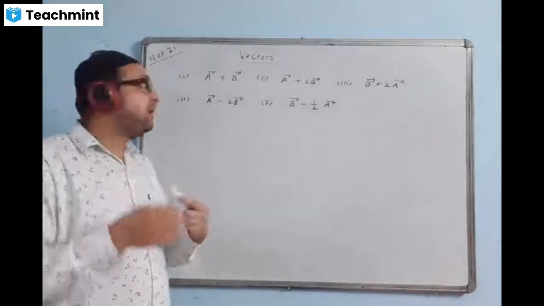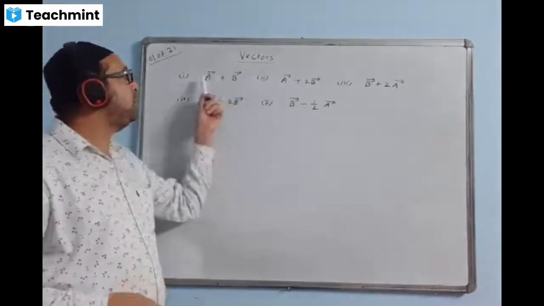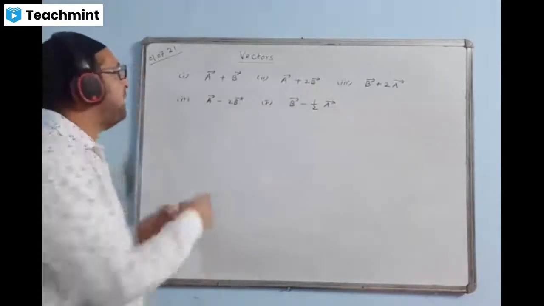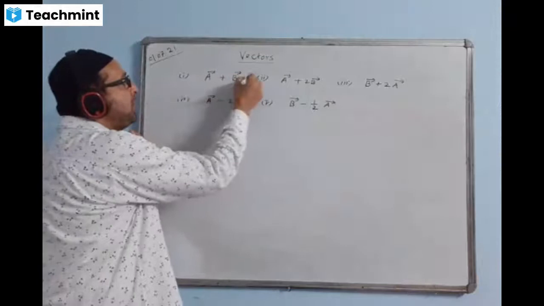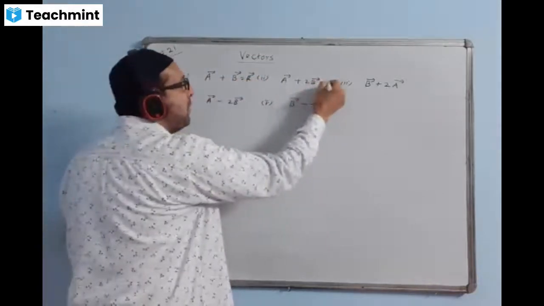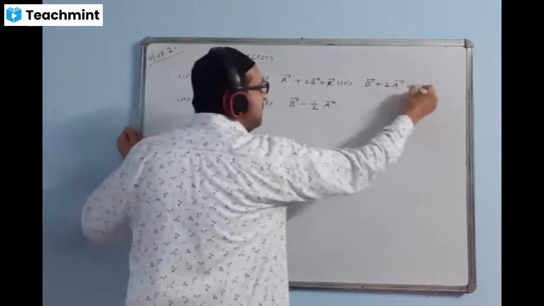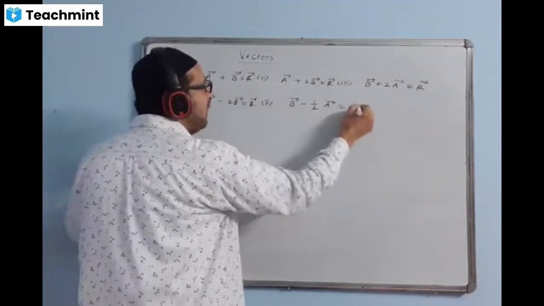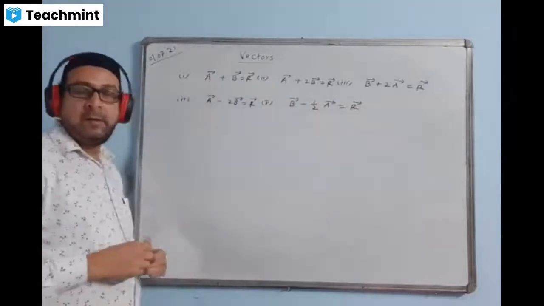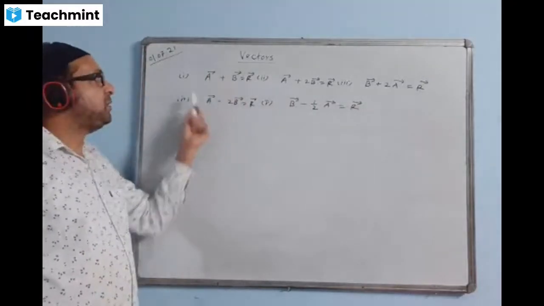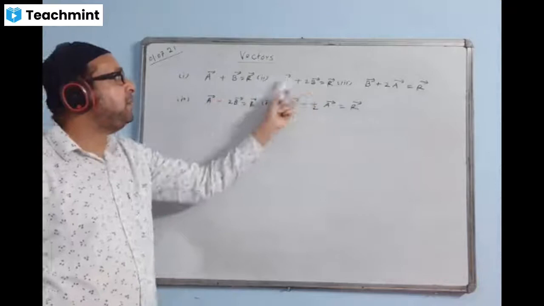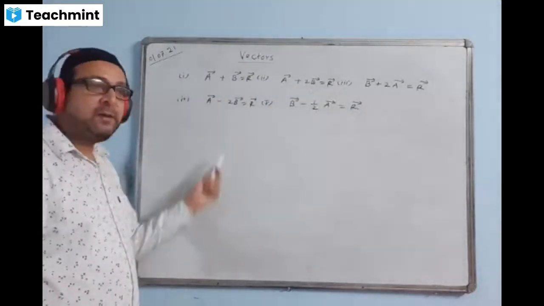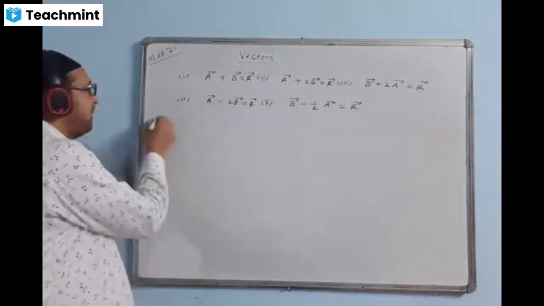We have to draw vector diagrams to show this A plus B, A plus 2B, and all that. Or if they write A plus B equal to R, this is the resultant. You have to draw a diagram to show this: resultant of A plus B, resultant of A plus 2B, resultant of B plus 2A, resultant of A minus 2B. So let us draw diagrams. Okay. Now see the answer.